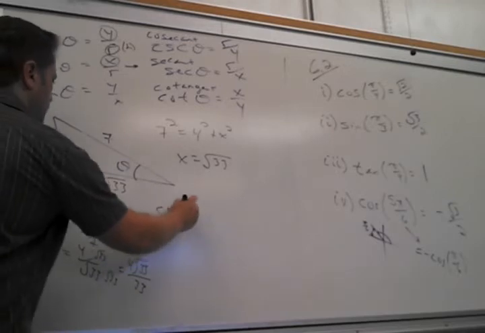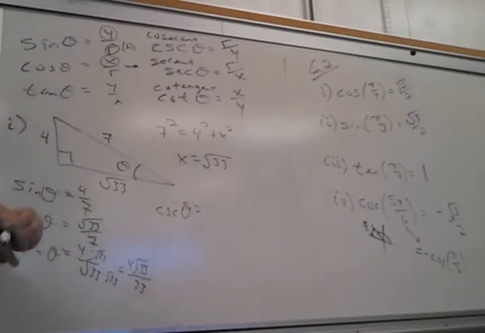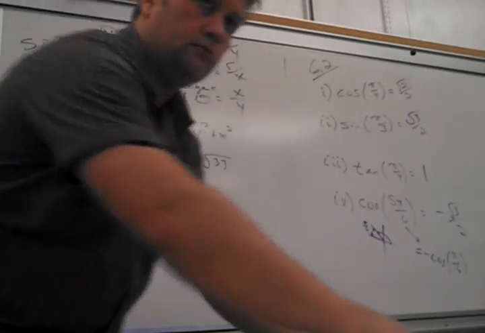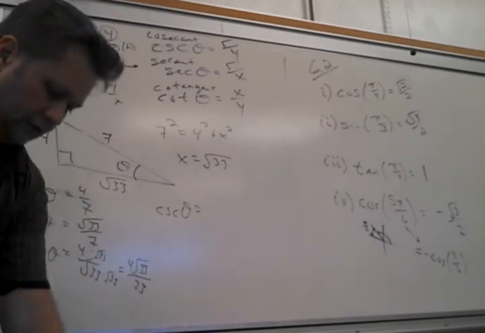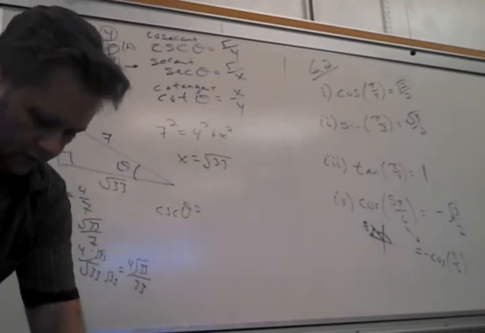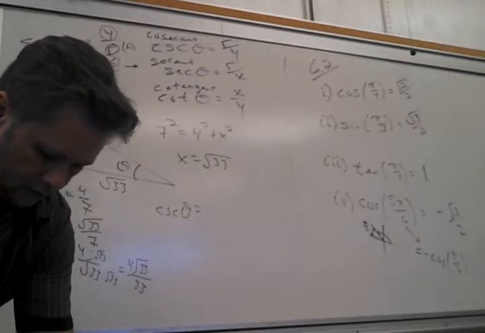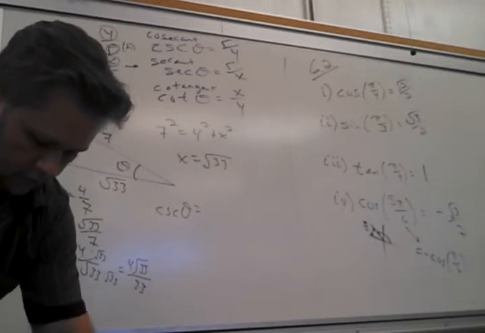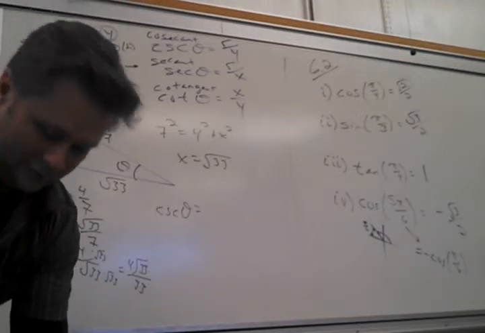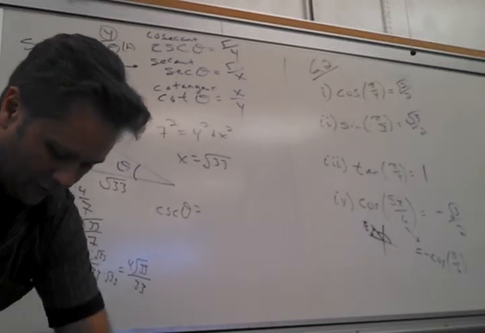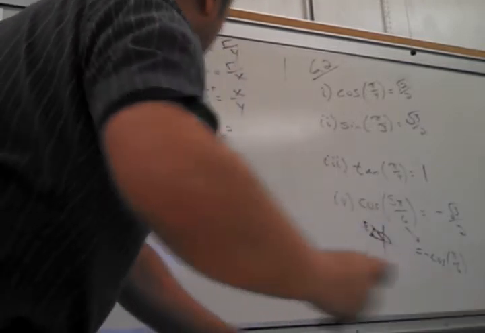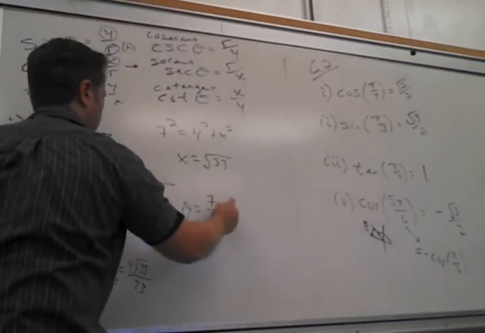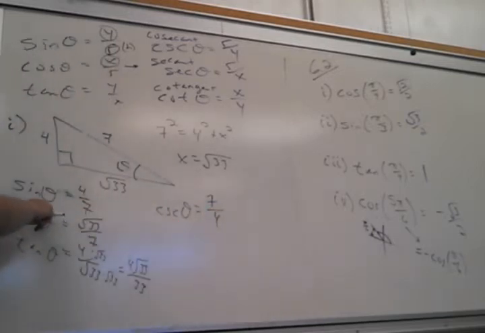What about cosecant? Now all these guys are easy once you have the first three. Just flip it. So cosecant would be 7 over 4, because cosecant is 1 over sine. Secant would be 7 over rad 33. Whenever you have a rad on the bottom, you just have to rationalize.